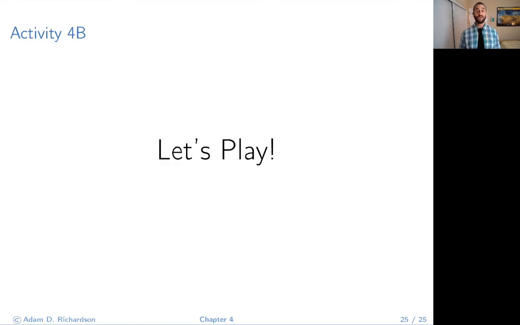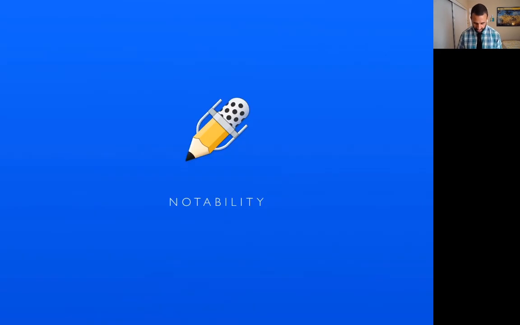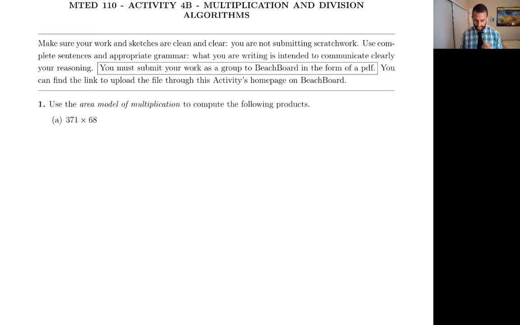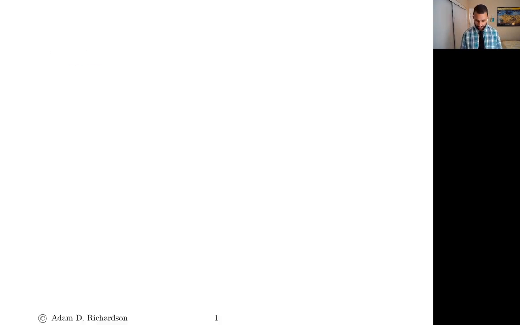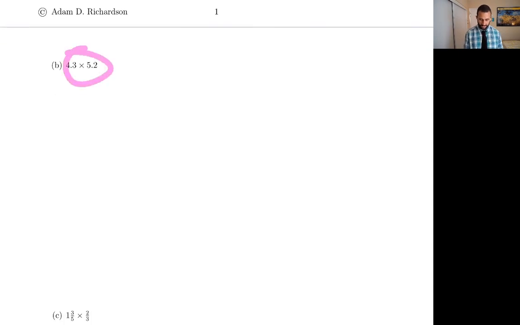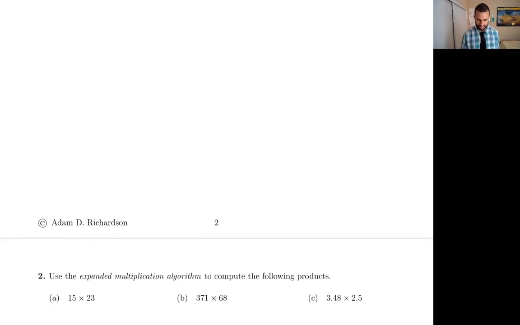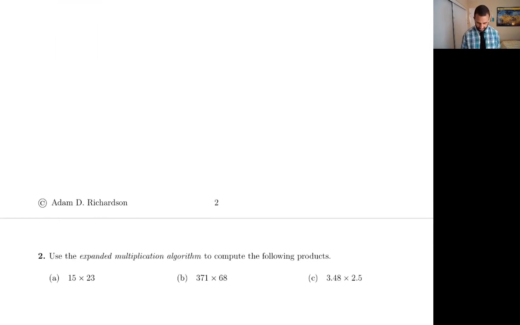Okay, so now let's explain activity 4B, and then we'll call it a day. So here's activity 4B. It's basically just using these models that we talked about. So use the area model of multiplication to compute this. Hopefully you've practiced that a few times already. Like I was saying, you'll get to do that in the activity.